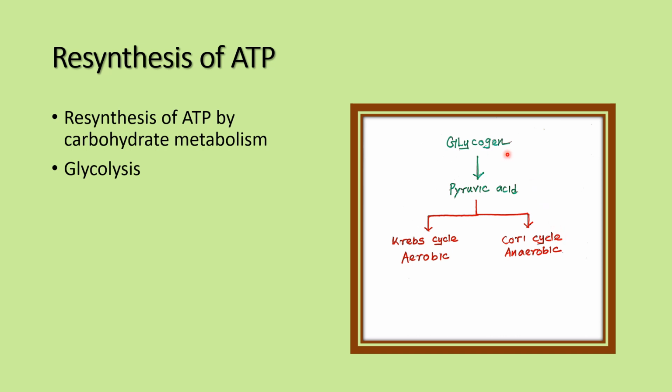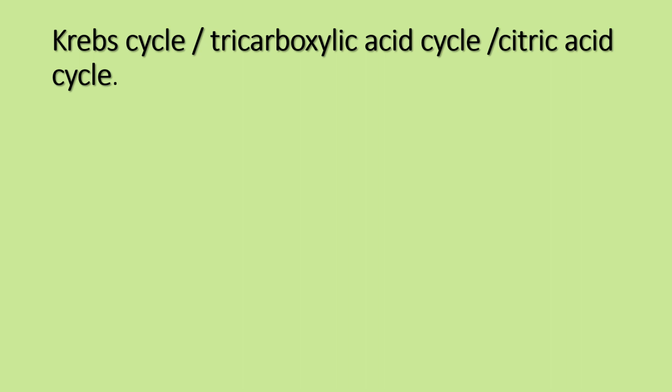So in glycolysis, glycogen is converted to pyruvic acid. Pyruvic acid then follows two routes. Aerobic glycolysis enters the Krebs cycle. Anaerobic glycolysis is otherwise called the Cori cycle. The Krebs cycle is otherwise called the citric acid cycle or tricarboxylic acid cycle.